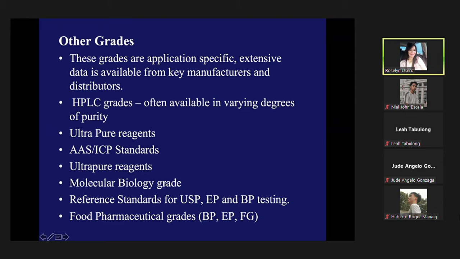Next, familiar ka mo with molecular laboratories. Ang chemicals nila are molecular biology grade. So it also needs ultra pure water as one of the supplies. Okay, and also there are reference standards for other tests. Reference standards, we will discuss kung ano sila later. Then food, pharmaceutical grades. Food grade, okay.